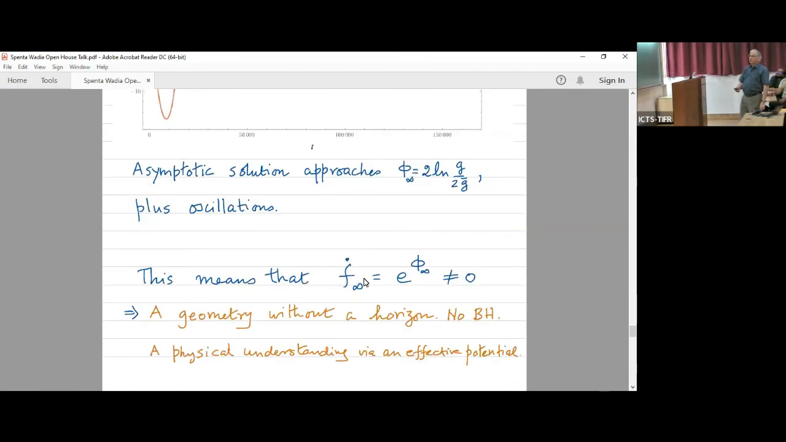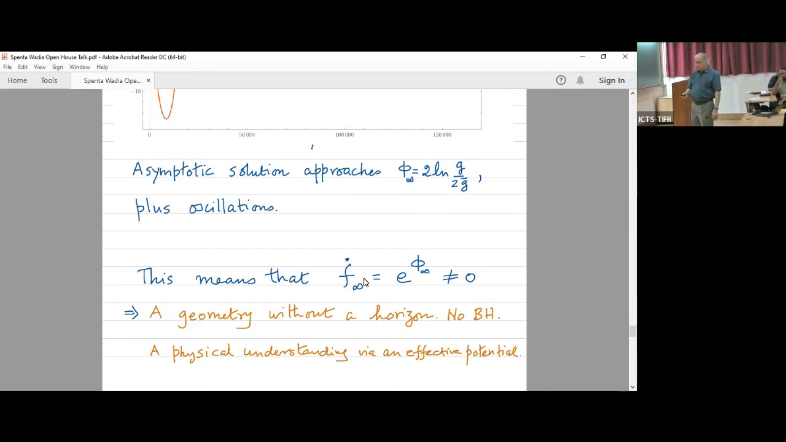So what is the significance of that? Numerically one can see that the asymptotic solution approaches a certain value in terms of certain parameters, plus oscillations. This means basically that asymptotically f dot, which is the exponential of phi infinity, is not equal to 0. That's very important. That's what we were after: the geometry without a horizon has appeared now, even though we started with a geometry with a horizon.